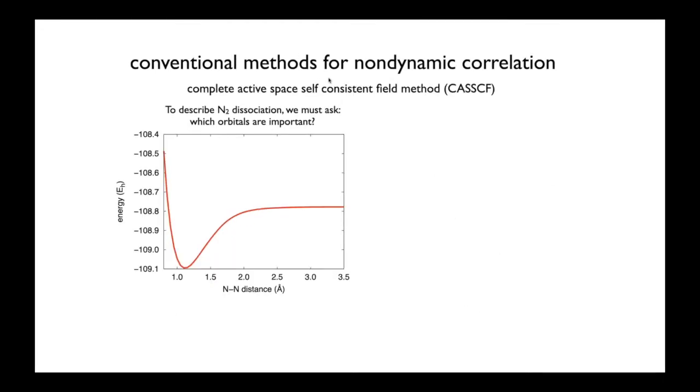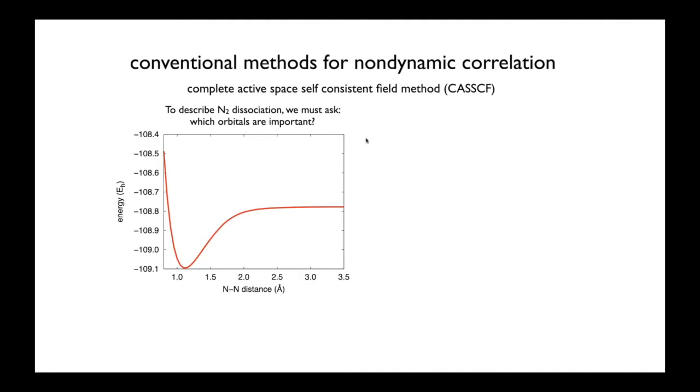Full CI is nice, but we don't use that in practice. The most common conventional method for describing non-dynamic correlation is something called complete active space self-consistent field, or CASSCF. CASSCF, unfortunately, is not a black box method, so you have to understand the chemistry you're describing in order to apply it. For example, if I'm describing a dissociation of molecular nitrogen, I have to ask myself, which orbitals are going to be the important ones?